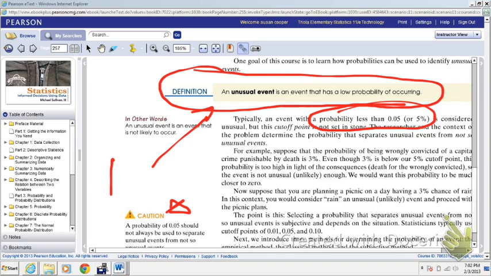But for the homework questions and things like that, when we say something unusual, we're going to be on the lookout for less than 5%. And just like I said, that's just with this textbook. You might get another textbook off the shelf and it might say something different. Okay?